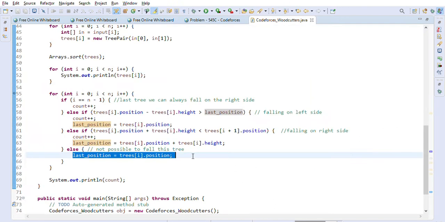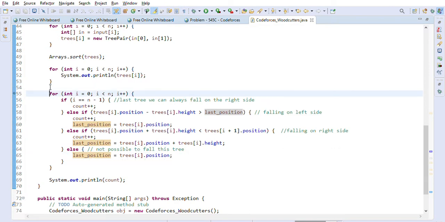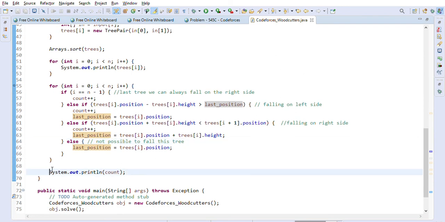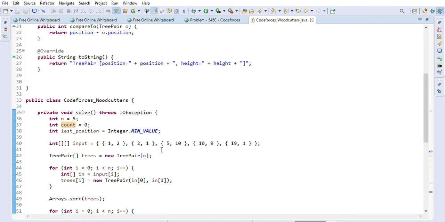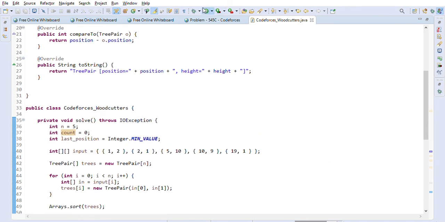So let's go ahead, and I think I already explained all these scenarios. After that, at the end, we are just going to print the count, right? The number of trees we can fall. So let's go ahead and execute this code snippet quickly.